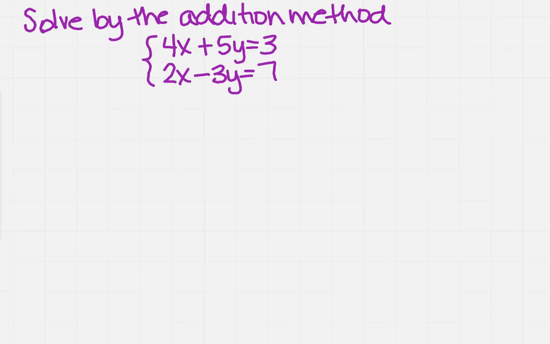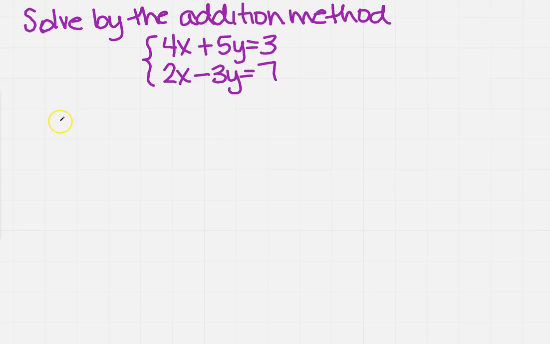This example says that we want to solve by the addition method. So I have a system of equations and I want to solve these by adding them together. Now, when you add them together, you want to find factors that are in common so that when you add them together, you get 0.